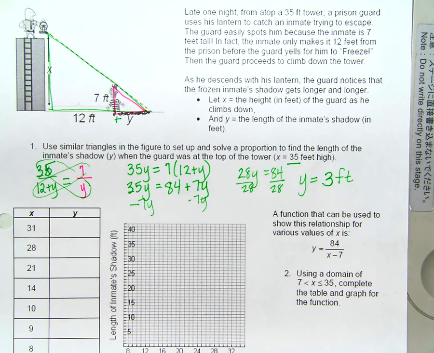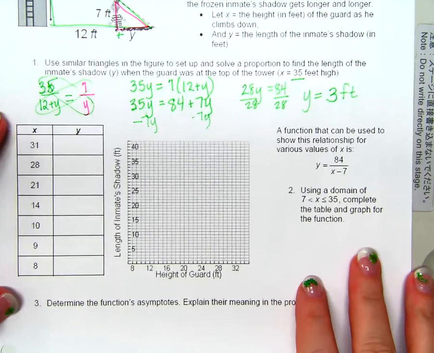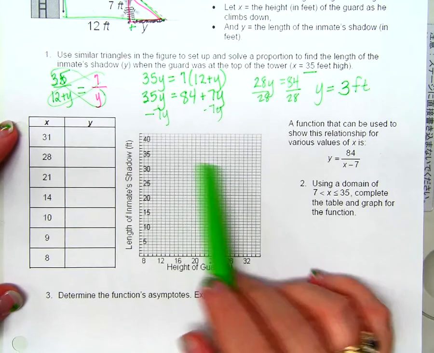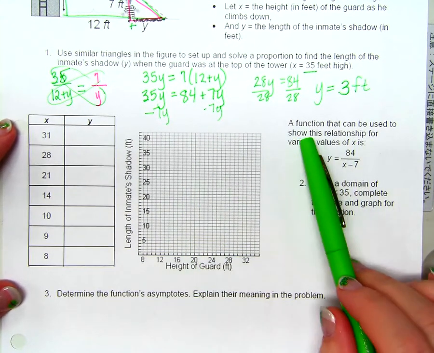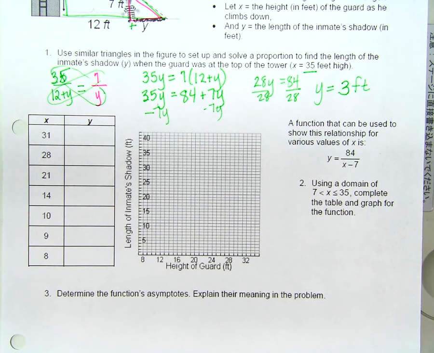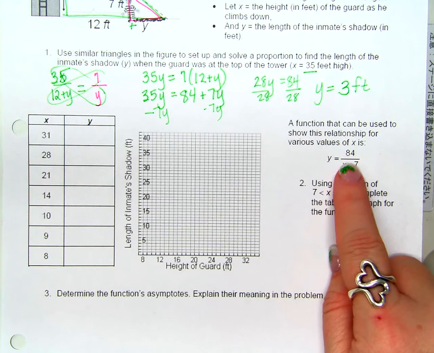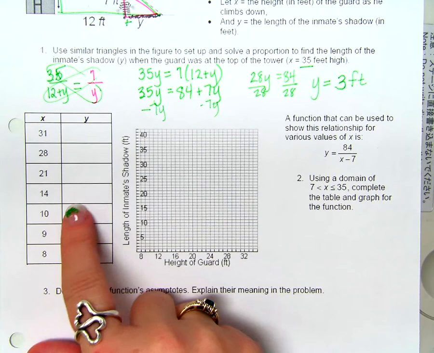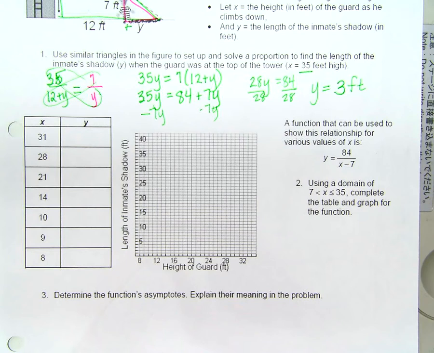Okay? So what I need from you is this table filled in and this graph drawn. It says a function that can be used to show this relationship for various values of x is here: Y equals 84 divided by the quantity x minus 7. So I need you to use this equation to fill in this table, and use this table to plot points on this graph. As you're figuring it out on your own, one at a time, come and fill in one of these on the paper up here. Ready, get set, go.